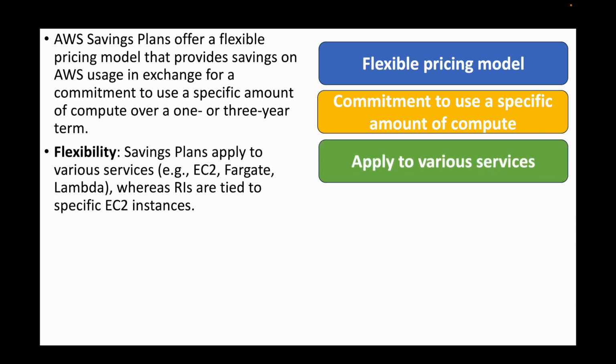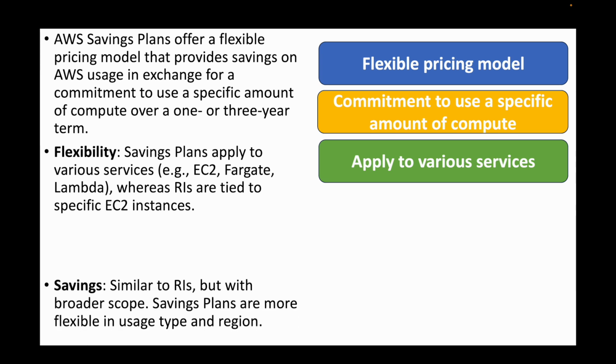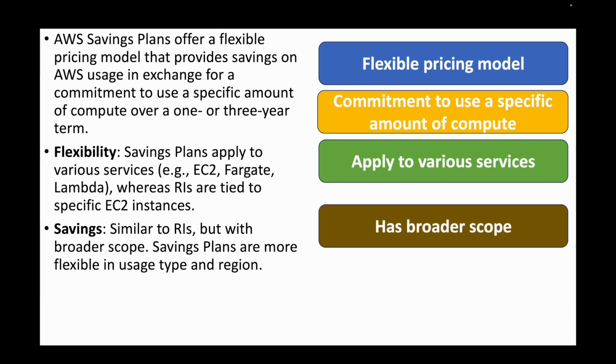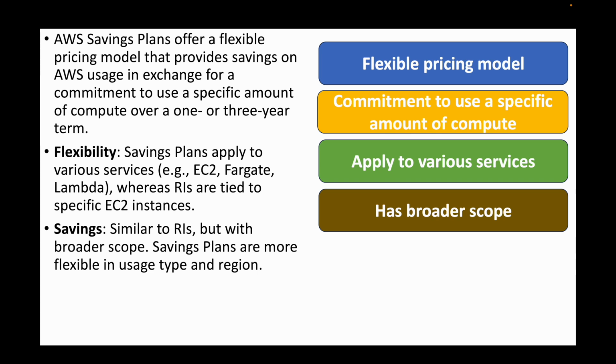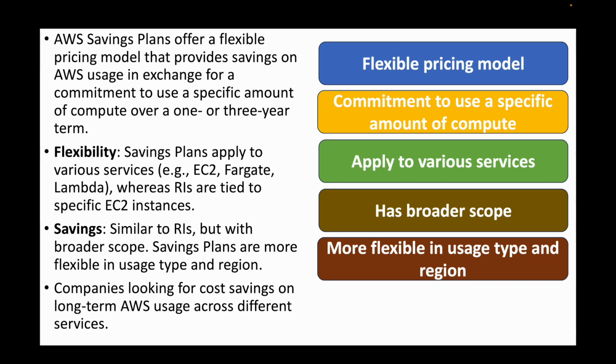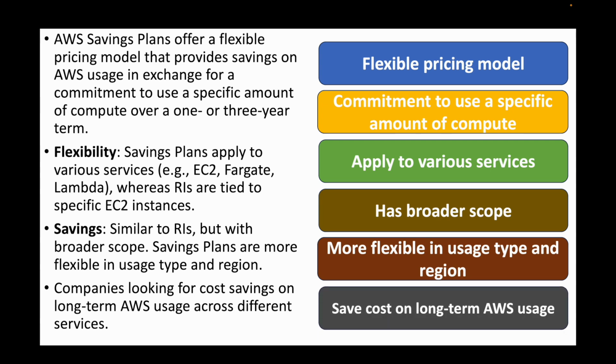Savings Plans apply to various services. You can use them with EC2 instances, Fargate, and Lambda, but Reserved Instances are tied to EC2 instances only. It gives you savings similar to Reserved Instances, but with broader scope. Savings Plans are more flexible in usage type and region. So this is ideal where companies are looking to save cost in the long term across different services. That's where we can make use of Savings Plans.